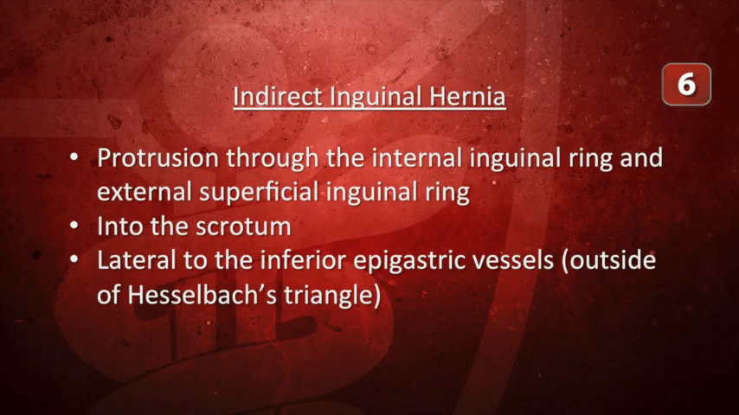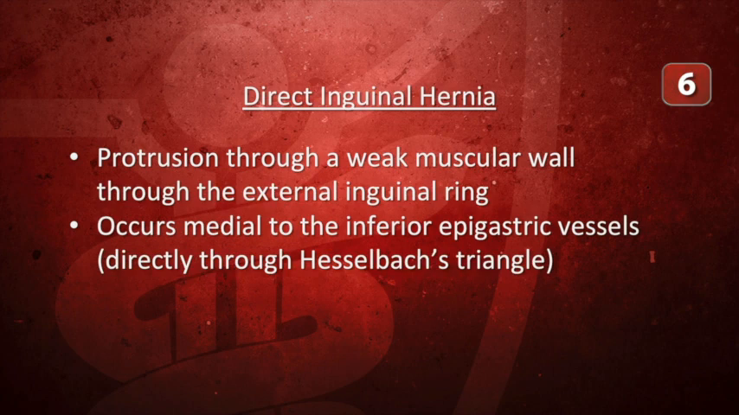Next, what's the difference between an indirect inguinal hernia and a direct inguinal hernia? So an indirect inguinal hernia is a protrusion through the internal or deep inguinal ring and also the external or superficial inguinal ring. And it goes into the scrotum and it occurs lateral to the inferior epigastric vessel, so it's outside of Hesselbach's triangle. Then a direct inguinal hernia is a protrusion through a weak spot in the abdominal wall and then through the external or superficial inguinal ring. It occurs medial to the inferior epigastric vessel, so it goes directly through Hesselbach's triangle.